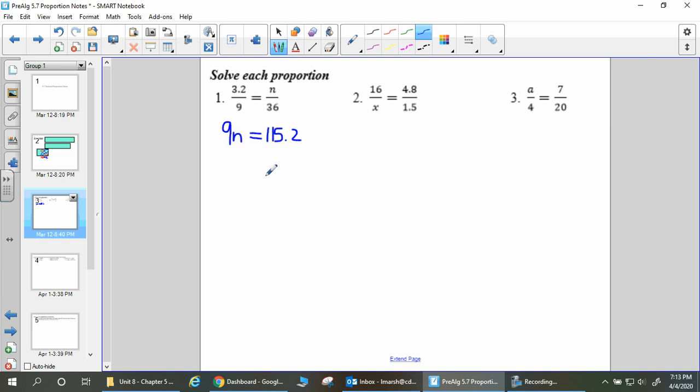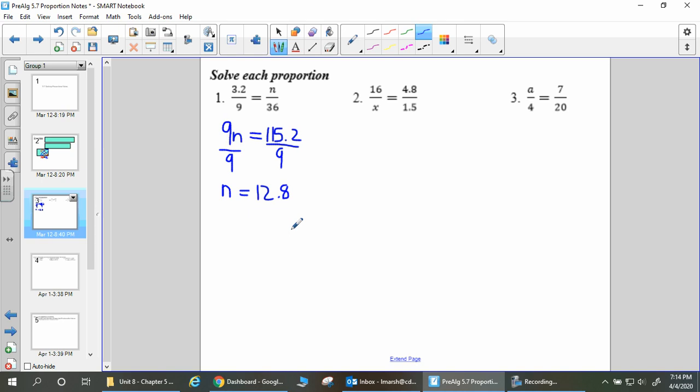And so what we have now is a very basic equation. Anytime we have that number and letter being multiplied, we can divide both sides by 9. And so I'm going to find that the letter n is equal to 12.8. And that's my answer. So I cross multiply, I divide to get my letter by itself, I get the answer.